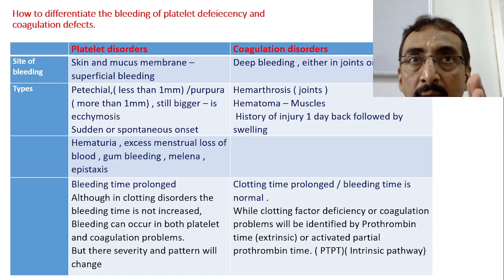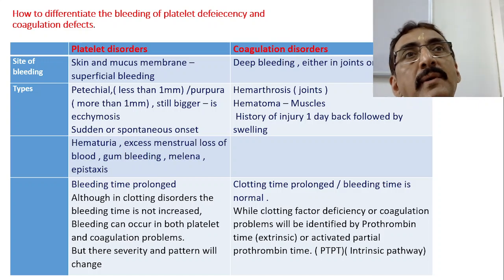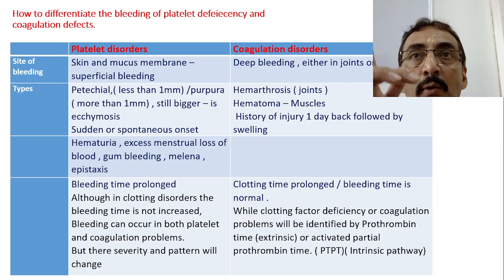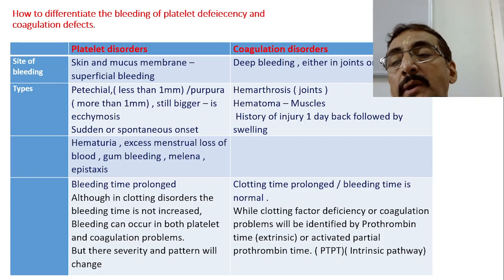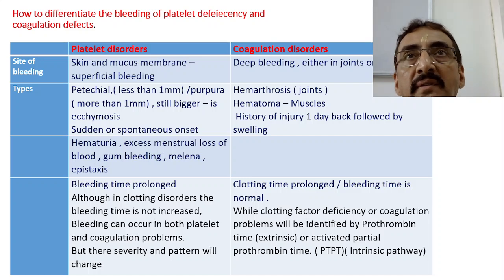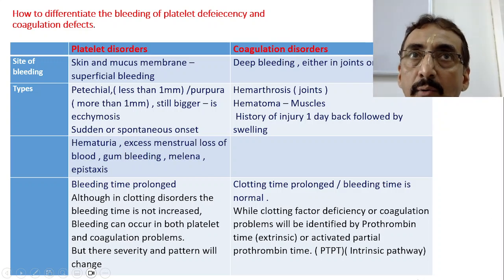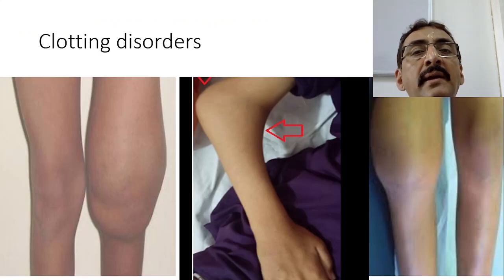Now in the clotting factor problem, the problem may be because of the extrinsic pathway or because of the intrinsic pathway. If there is an extrinsic pathway problem, prothrombin time will increase. If there are intrinsic pathway problems, APTT will increase. So this is basic information. We will discuss how this is possible, why it is increased, why it is decreased, in the coming classes.